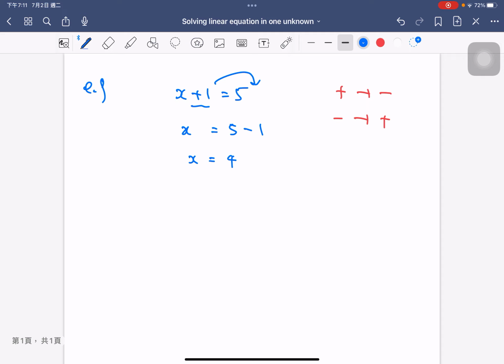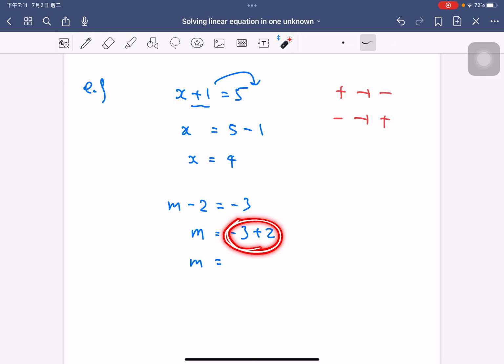Similarly, if we have m minus 2 equal to minus 3, then this minus 2, we don't want it on the left hand side, we're moving it to the right hand side, so it's going to be plus 2. So now I have m is equal to minus 3 plus 2. We compute it just using a calculator. Minus 3 plus 2 gives you negative 1. So that's for the first part.